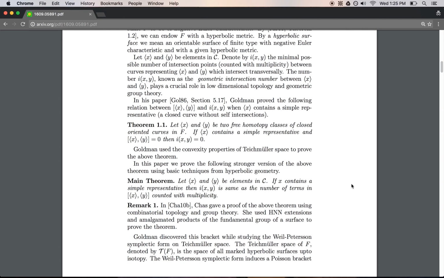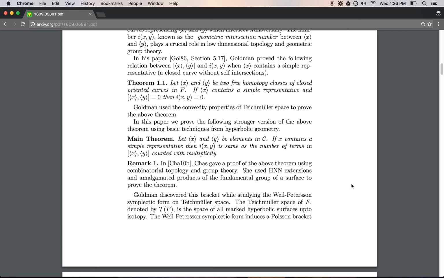In this paper, we proved the following stronger version of the above theorem using basic techniques from hyperbolic geometry. Main theorem. Let angle bracket x and angle bracket y be elements in C. If x contains a simple representative, then I of x, y is the same as the number of terms in the Goldman bracket of x, y counted with multiplicity.